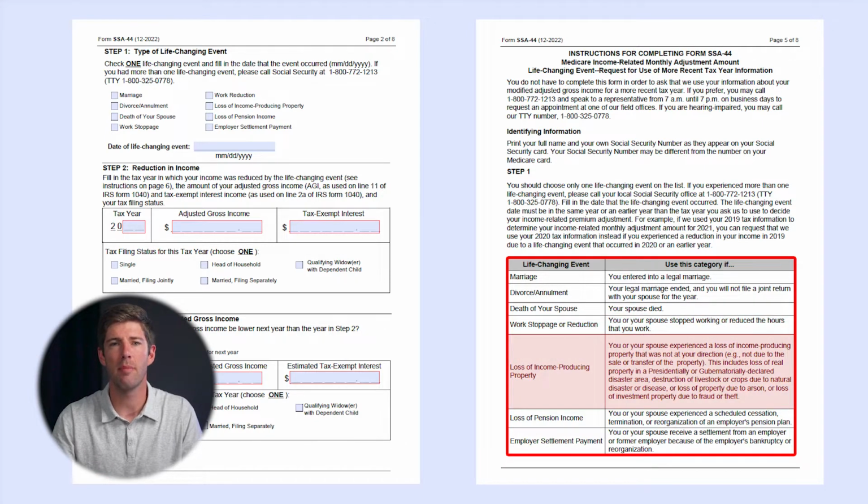Loss of income producing property is next. This does not mean that you own real estate and then you sell it. That sale will show up in 2 years and likely bump you into an IRMAA category. So be aware when selling a property.